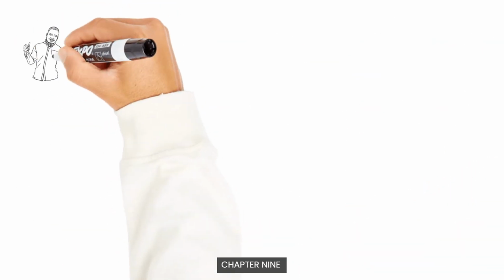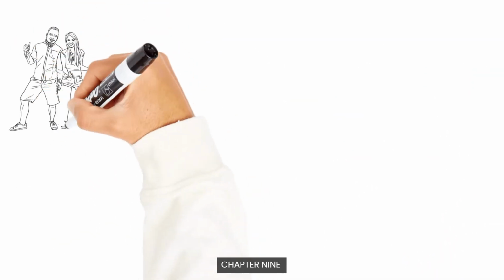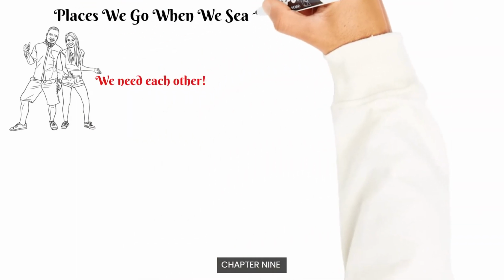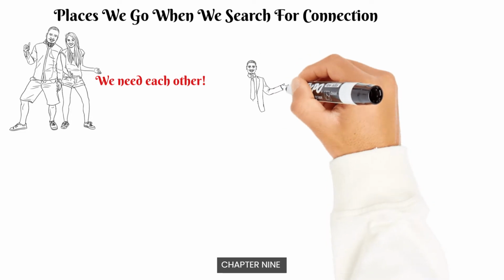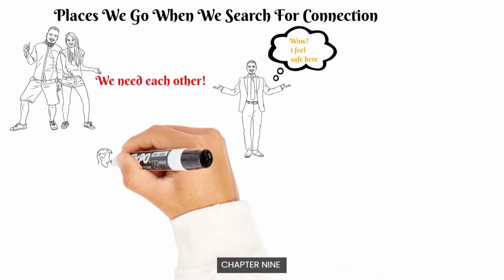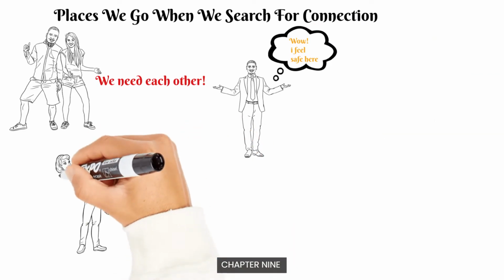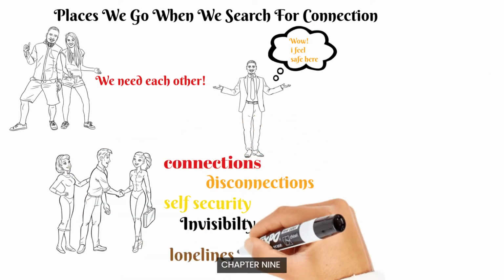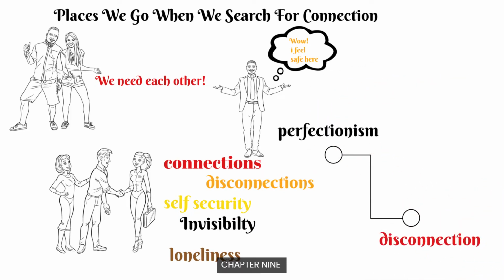Number 9 shows us no man is an island. We are all born with a sense of belonging. This chapter, Places We Go When We Search for Connection, helps us to understand belonging, the right sense of belonging, and belonging uncertainty. This leads to understanding connection, disconnections, self-security, invisibility, loneliness, and the connection between perfectionism and disconnection.